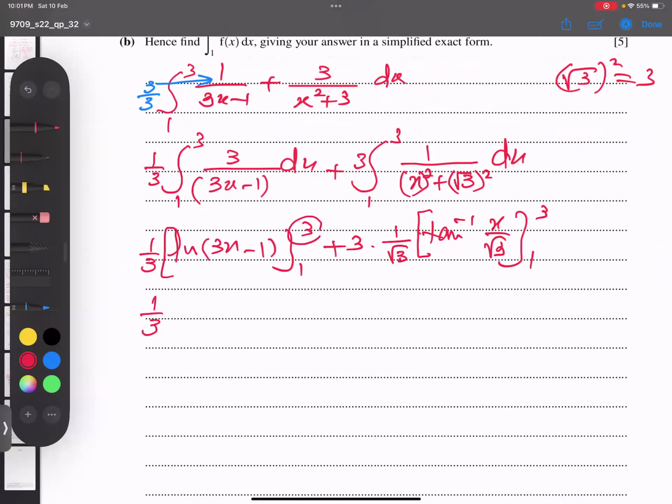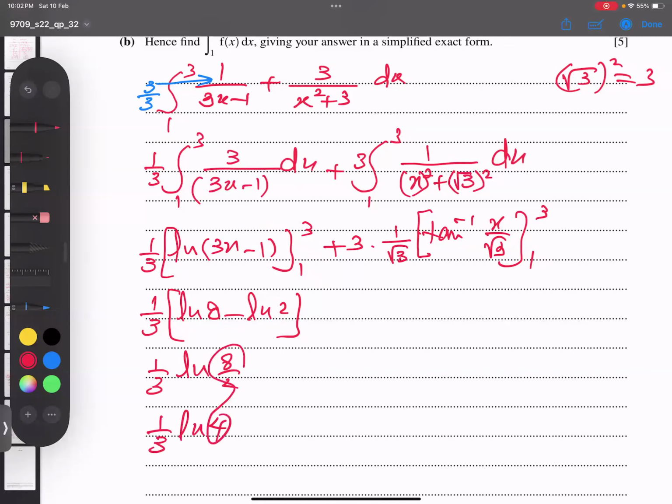1 over 3. Now plug in this 3: 9 minus 1, 8. So log of 8 minus, plug in 1 here, I get ln 2. Let me recheck. First of all, plug in 3 is 9, 9 minus 1 is 8. Correct. When I plug in 1 here, 3 minus 1, 2. So this is done, but I can do further. Due to the negative sign, 8 and 2 divide. So 1 over 3 log of 4, because it's the simplest form. Done. All right, so let's go for this part.